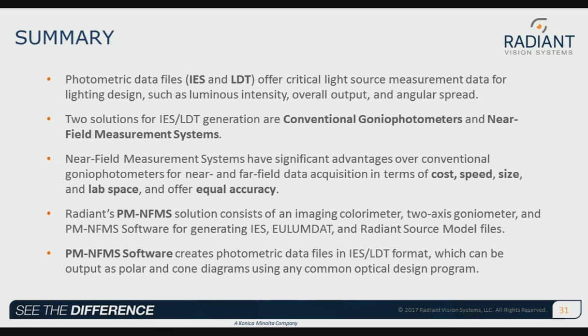Radiant's ProMetric Near-Field Measurement System solution consists of an imaging colorimeter, a 2-axis goniometer, the software itself for generating IES LDT files, as well as the Radiant source model itself. PM NFMS software creates these photometric data files in IES or LDT file formats, which can be output as polar and cone diagrams using any common optical design program.